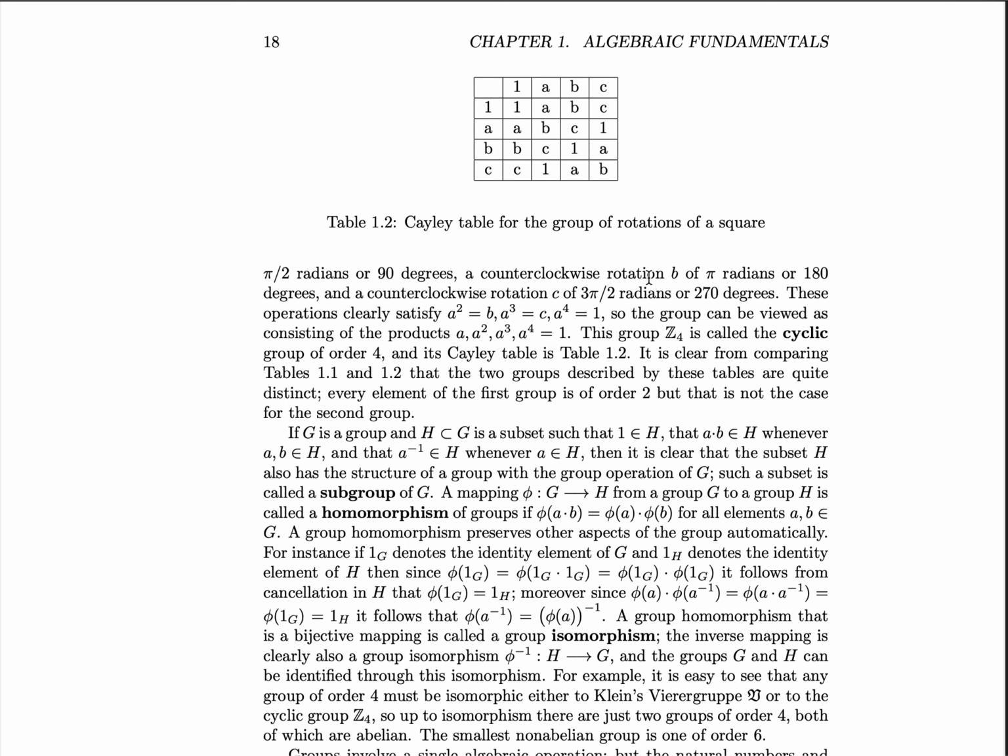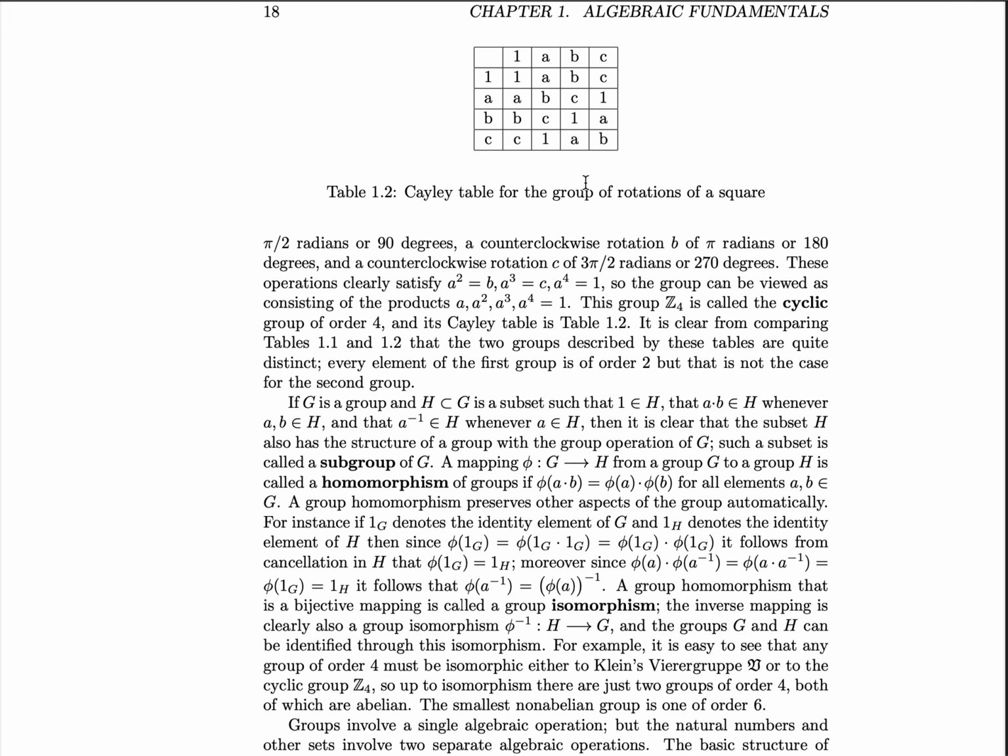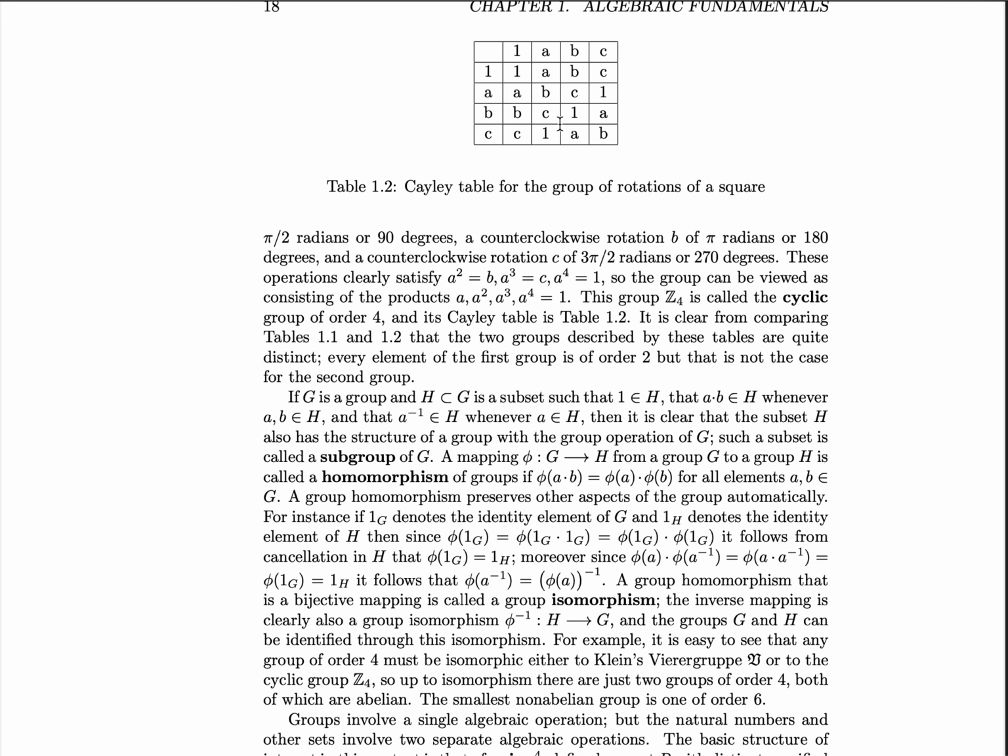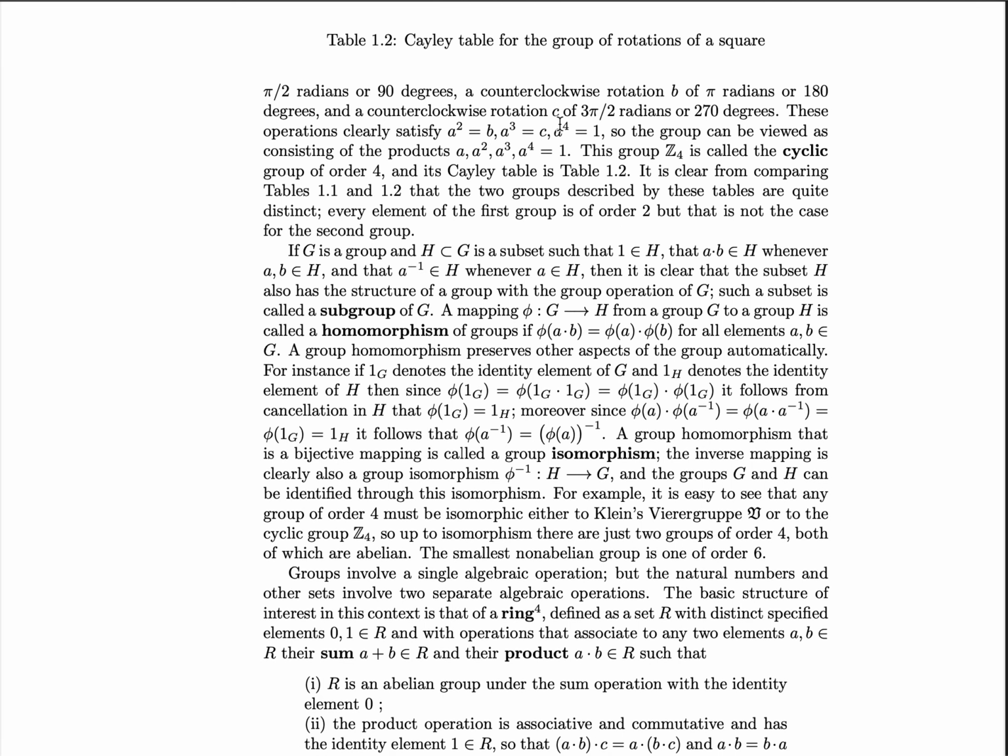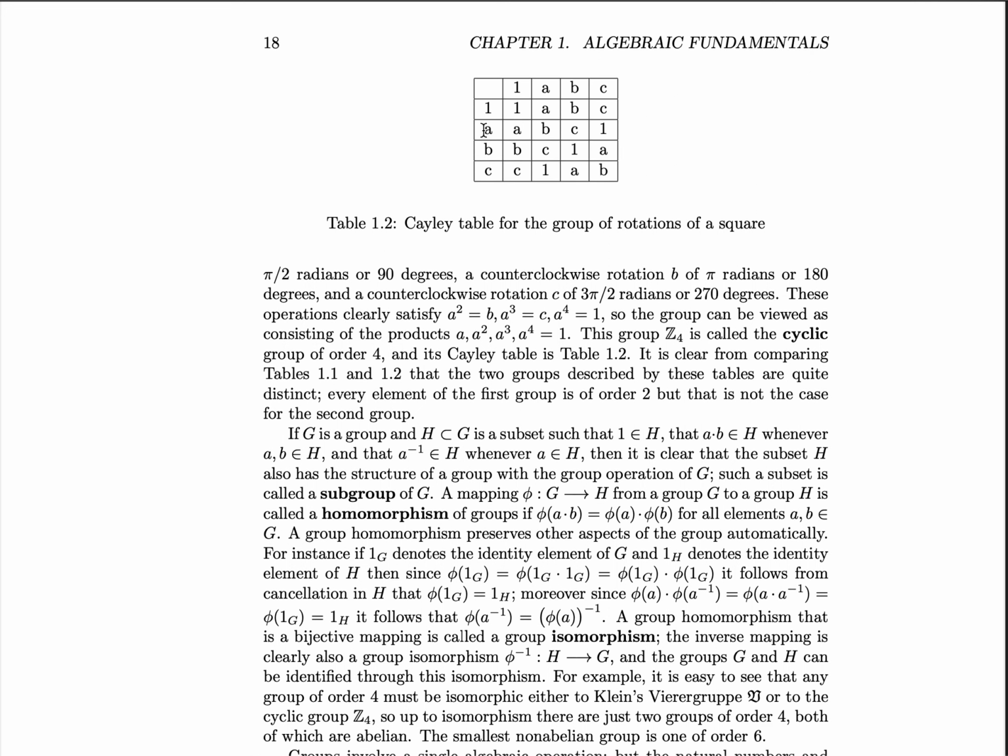And additionally, we will note that since it is symmetric about the main diagonal, it is an abelian group. One difference between this and the previous group, by considering these two tables, is that the two groups are quite distinct, because every element of the first group is of order 2, but in this case, not every element is of order 2. Namely, consider A times A, we get B, not 1. In fact, the element A is of order 4, as A to the 4th is equal to 1.